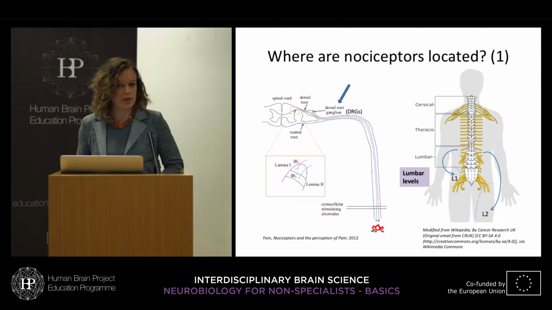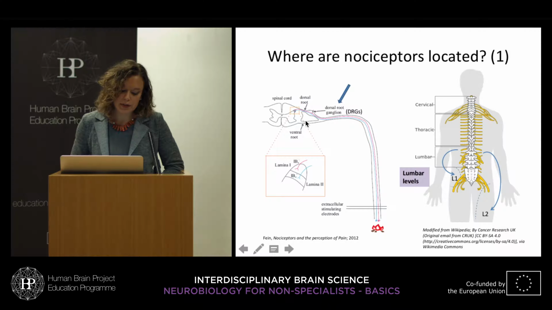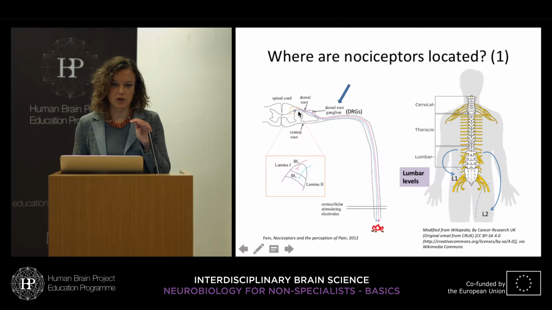So where are the nociceptors located? As you can see here in the picture on the left, as I told you, a nociceptor is a free nerve ending in the skin that feels the different stimuli. However, the bodies of the nociceptors are located in these structures here that are called dorsal root ganglion. And then they synapse in the dorsal horn of the spinal cord, in a specific lamina of the dorsal horn of the spinal cord.